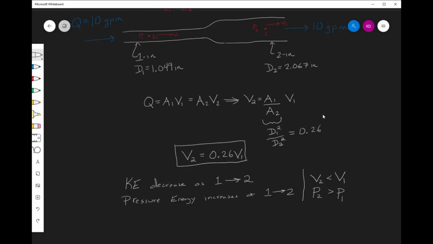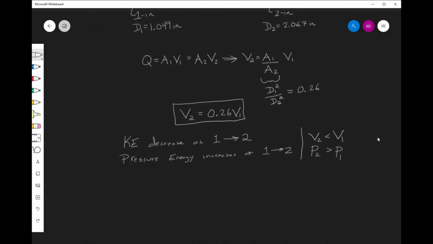Now, in order to quantify this and actually determine how much larger that pressure is, we need to apply Bernoulli's equation, which is just the statement of conservation of energy for a steady flowing fluid without energy losses. And of course, it's also incompressible. So let's write down Bernoulli's equation between point 1 and point 2. We have P1 over gamma plus Z1 plus the velocity head, V1 squared over 2g, and that has to equal the total energy at point 2, P2 over gamma, plus the elevation at 2, Z2, plus the velocity head, V2 squared over 2g.